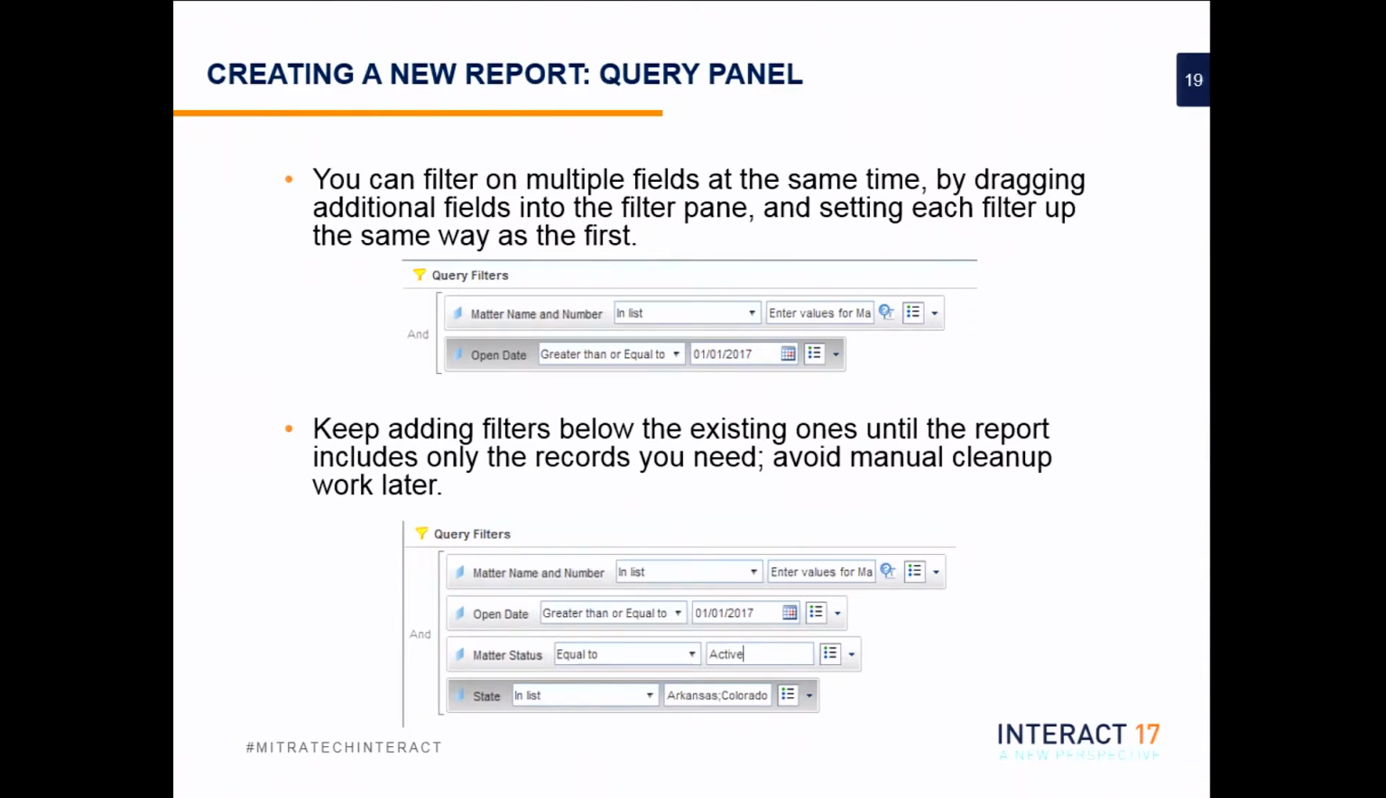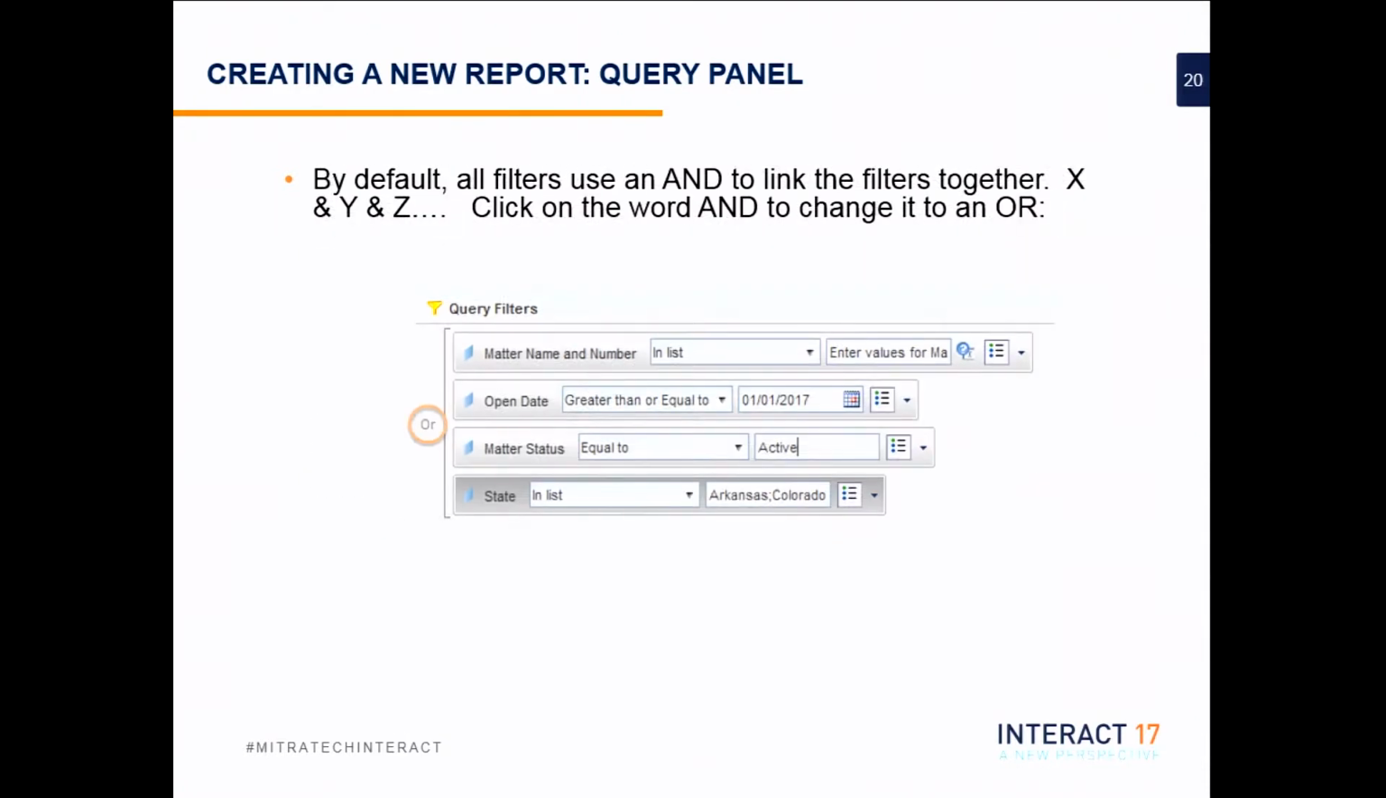It's possible to have multiple filters. So you can filter not just on any one field within the system, but any number of fields in the system. You just keep dragging items into that filter area in the center of the query panel, and then set each one to some logical value. So the matter, name, and number here is using a prompt. So it says matter, name, and number in list, enter values for. Open date has to be greater than a preset date. Matter status is active, and the state has to be in the following list.